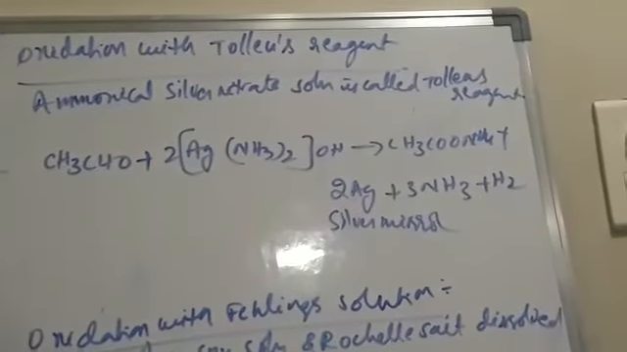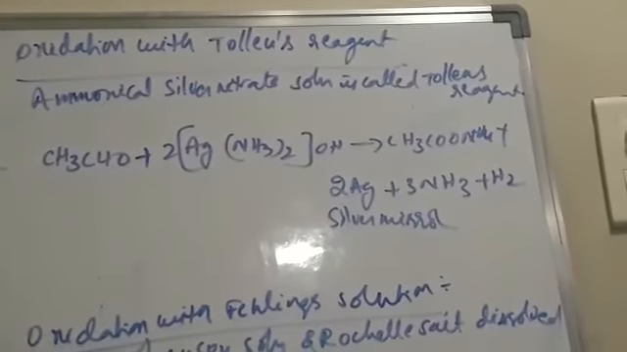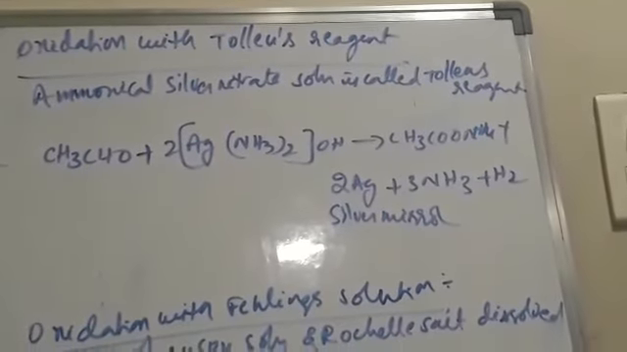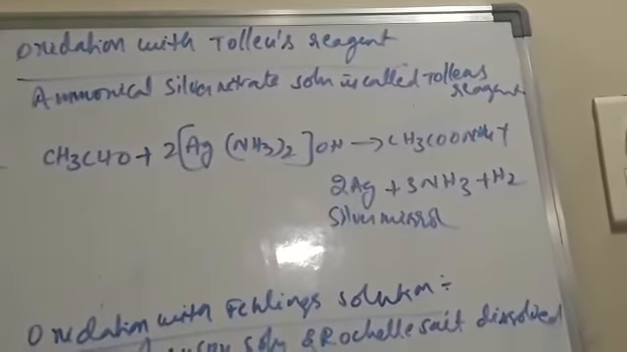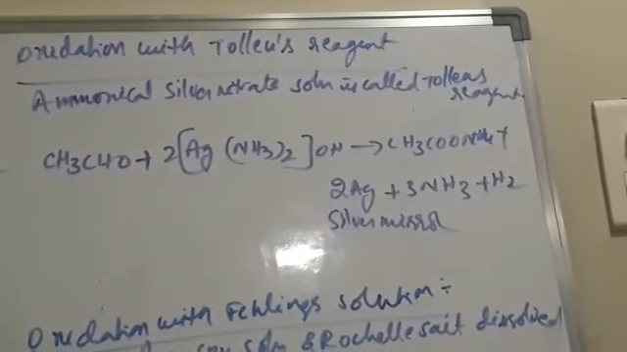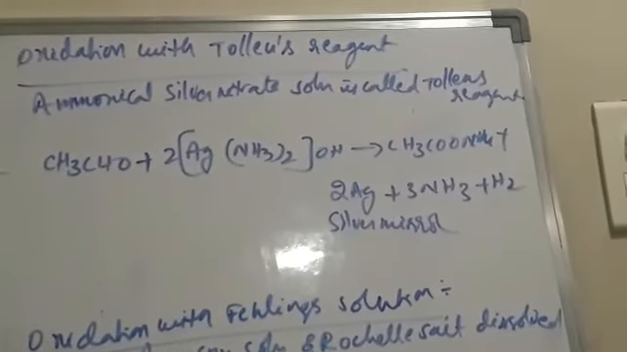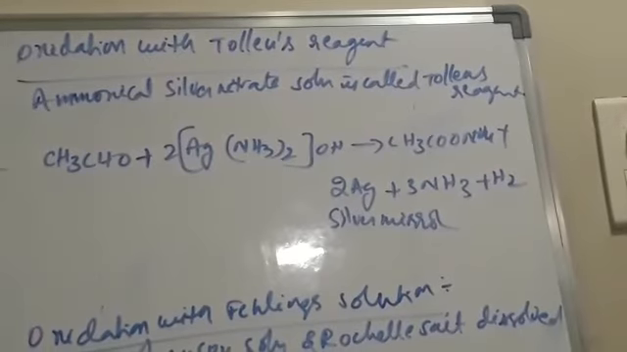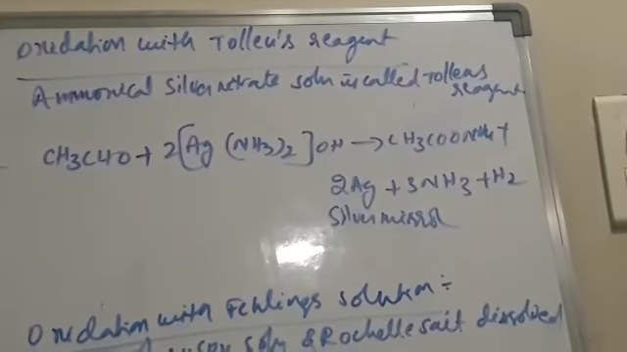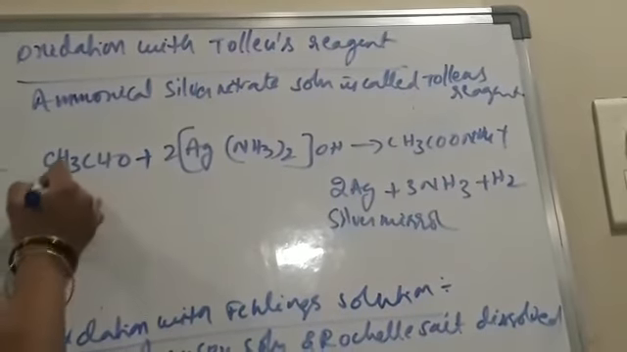Next, oxidation with the Tollens reagent. So Tollens reagent is ammoniacal silver nitrate solution. Ammoniacal silver nitrate solution is called Tollens reagent. If we add a few drops of Tollens reagent to an aldehyde, for example, acetaldehyde.